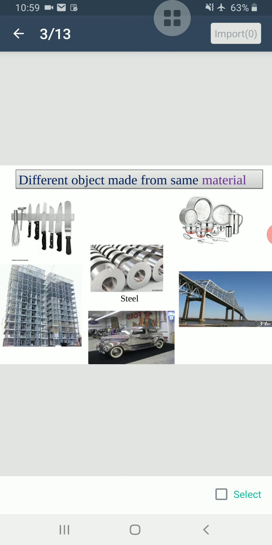Like you can see in the picture, I have taken the example of steel. Steel is used to make knives, utensils, cars, buildings, bridges, etc. So like this, there are a number of examples that show the same materials can be used to make different kinds of things.